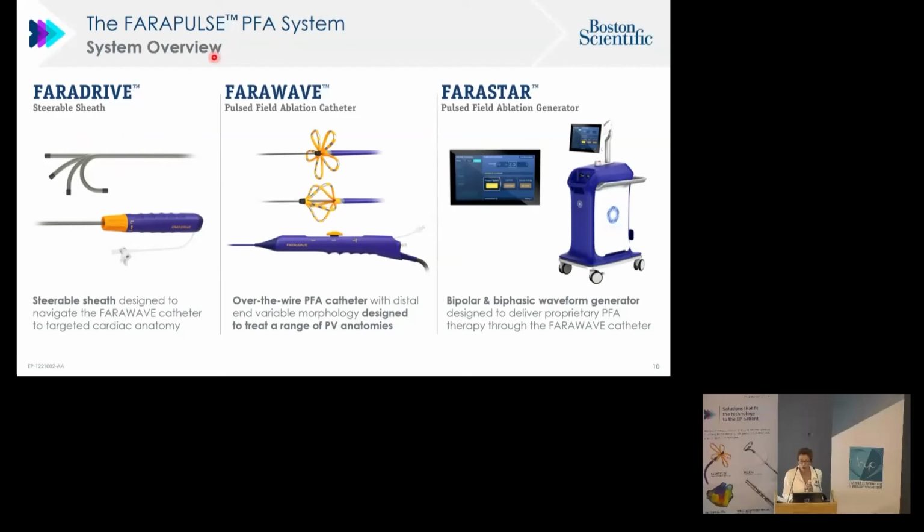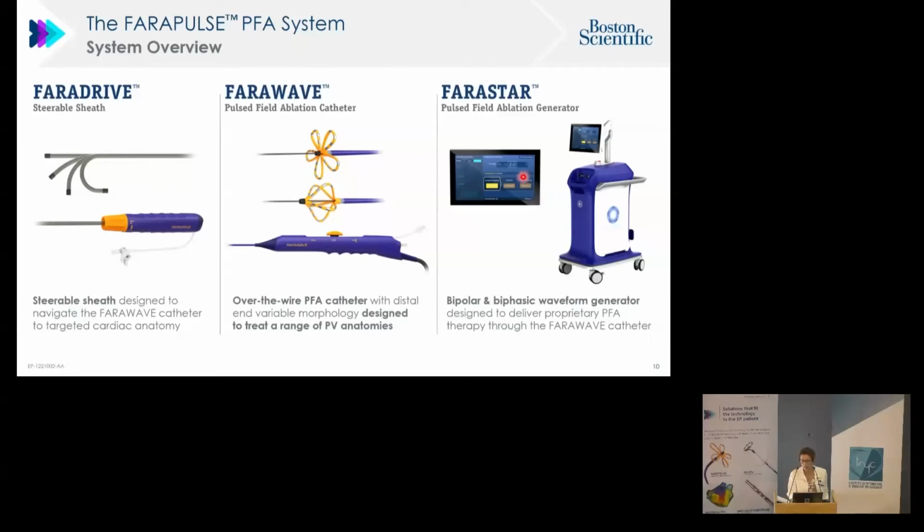The FARAWAVE catheter, we used to say that it's our flow shape, so it's a pentaspline catheter mounted over the wire. You can record potentials in the veins with the third electrode that is at the equatorial position of the catheter. It comes in two different diameters, 31 and 35 millimeter, and can be deployed in two essential shapes that are the basket one and the flower one. This is a non-deflectable catheter, but irrigated. So this knob here is there to modify the shape of the catheter.